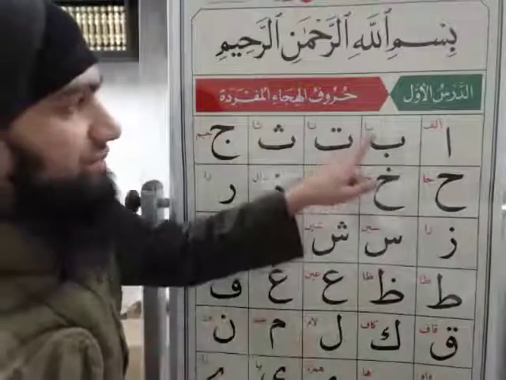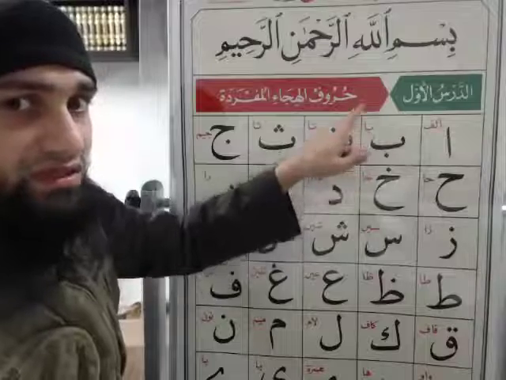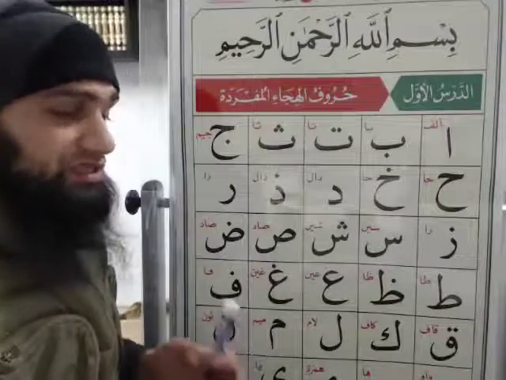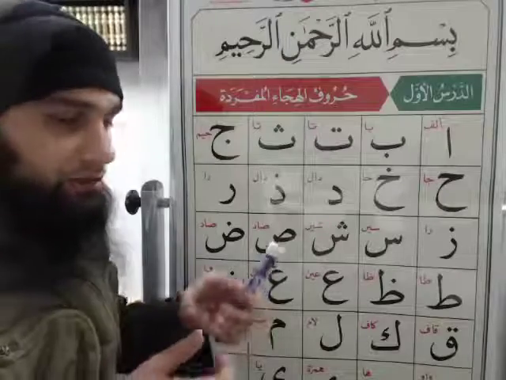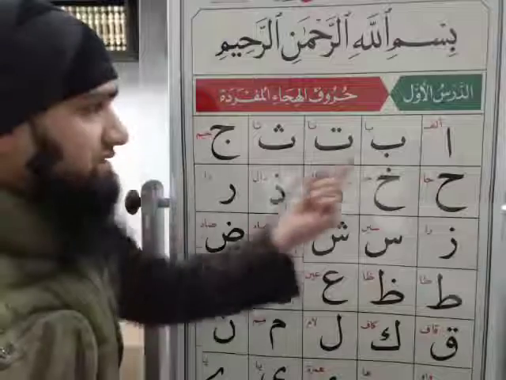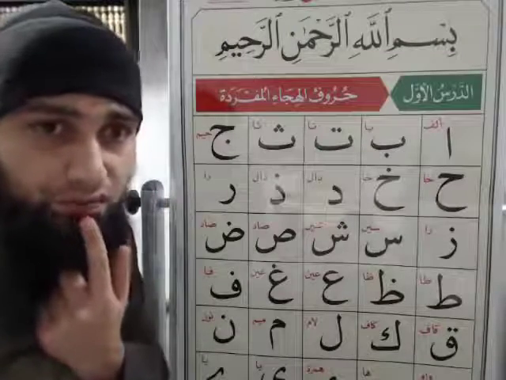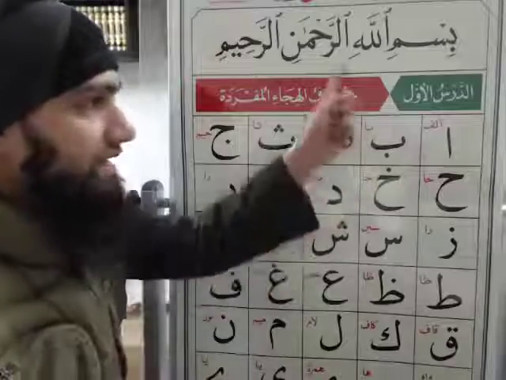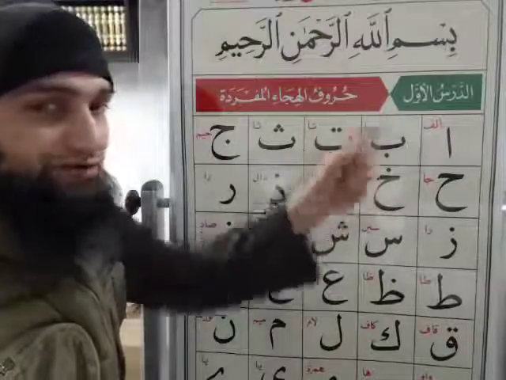Now you see the letter ba, if you look at the name of it, it ends with alif. We said the alif is used for what? Does it have a sound? No, this is the only letter that doesn't have a sound, but it is used for stretch. So this letter, the sound is b, comes from the lips. It is elongated, it is stretched because of the alif following it.